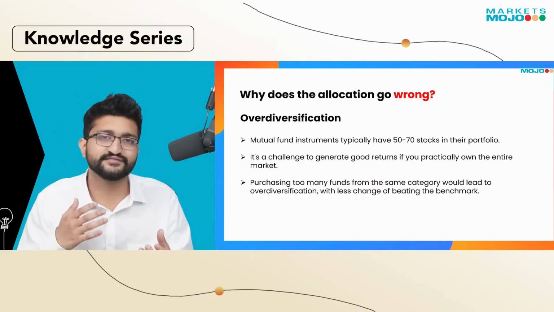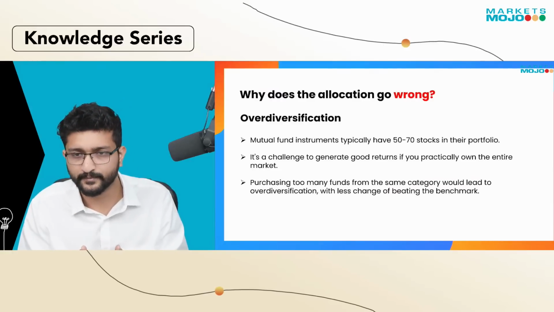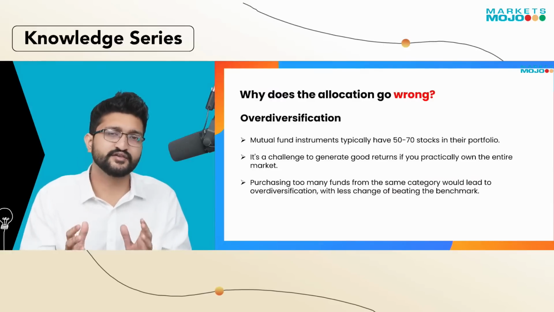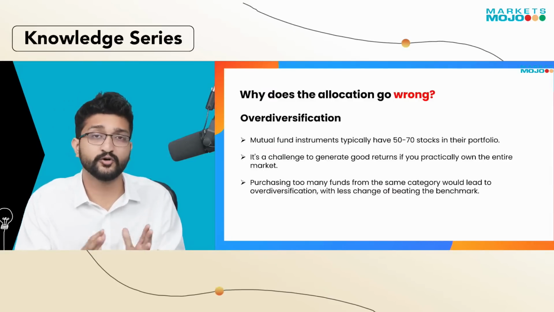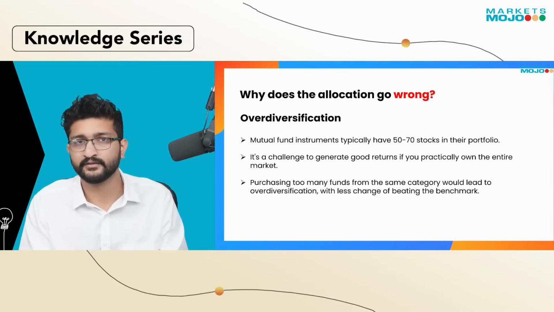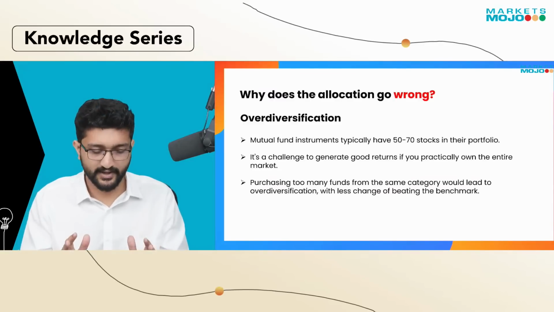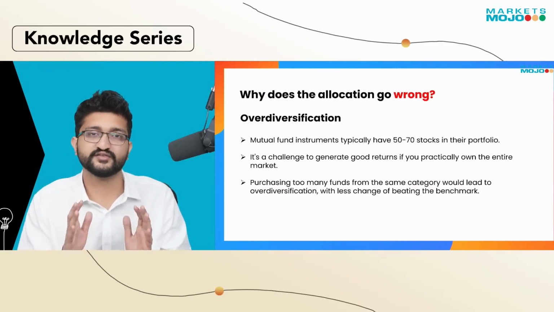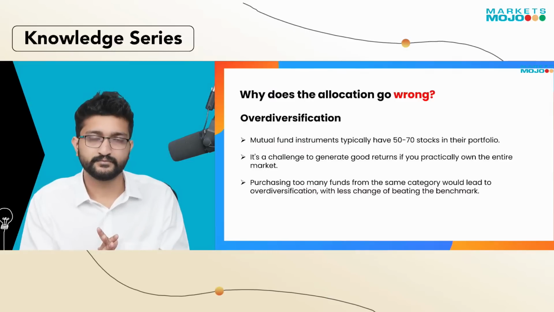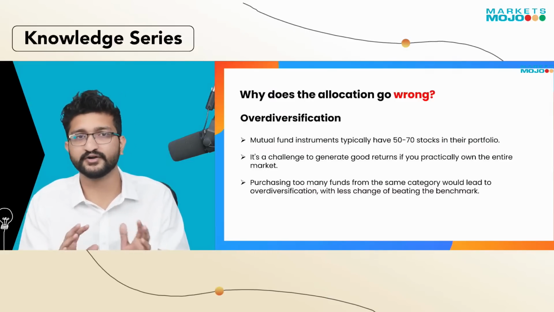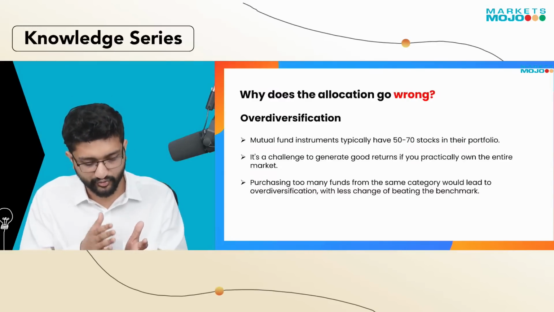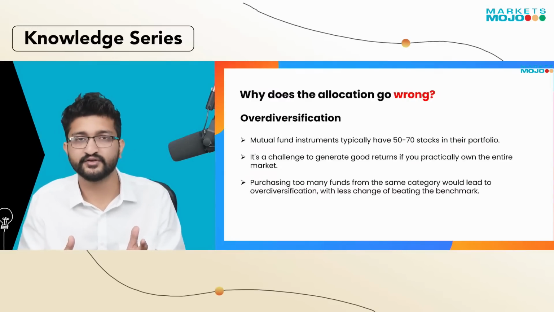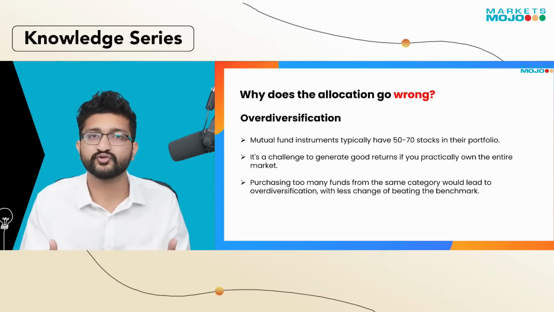These mutual funds have 50 to 70 stocks in their portfolio. Let's say you want to invest in large cap stocks, the top 100 large cap stocks. You have a choice of buying one good mutual fund which invests in the top 100, or you have a choice of buying 5 or 10 different mutual funds which again invest in the top 100. You have to understand, as you keep increasing the number of mutual funds, you're virtually investing in all stocks.